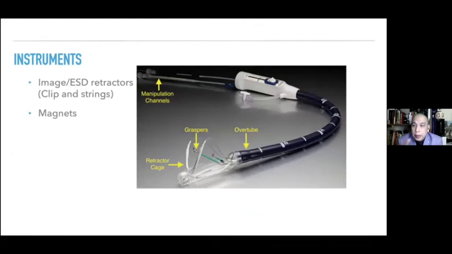Now, other instruments are just expensive, but can be used. Some retractors or graspers, clips and strings, magnets, to be able to help you expose the area where you want to be, especially when you're doing endoscopic submucosal dissection.